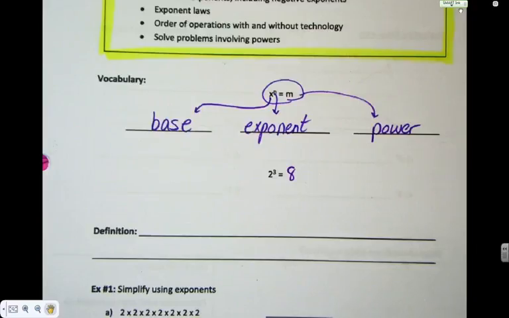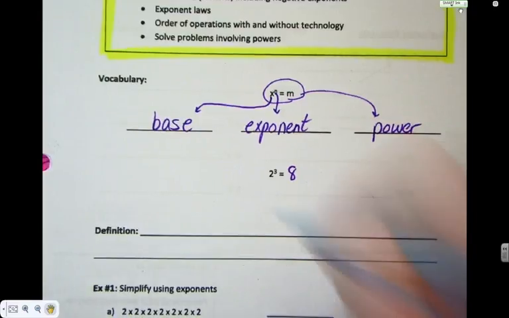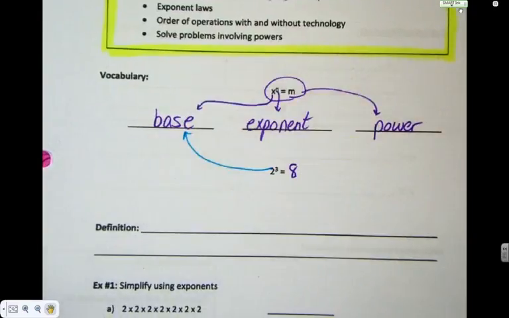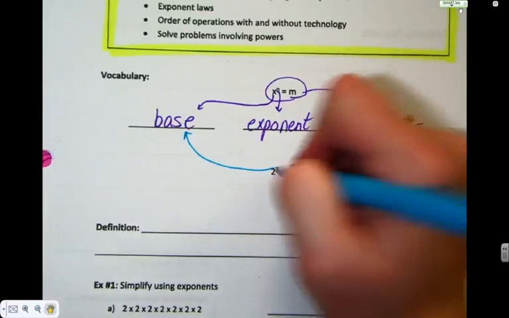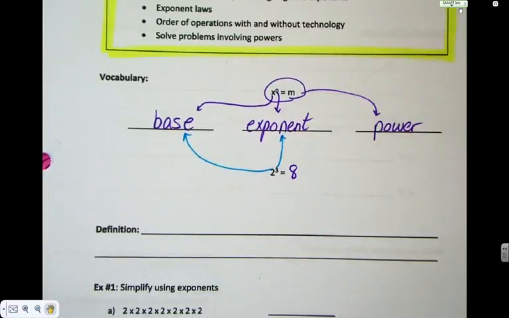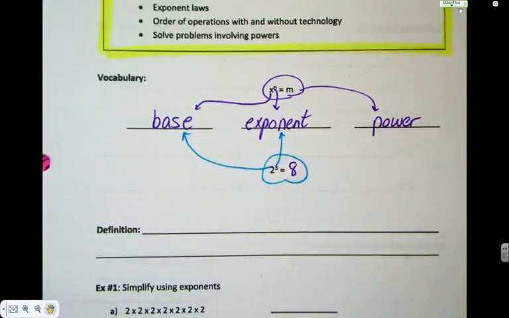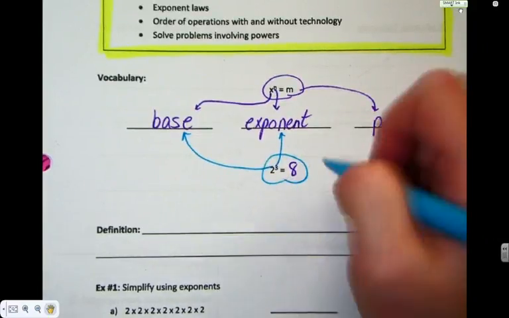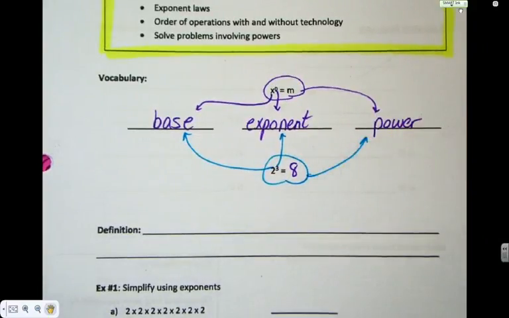In terms of vocabulary, what do we call the 2? He's the base. What do we call the 3? He's the exponent. And the whole equation, 2 to the 3 equals 8, is called the power. Those are the 3 words that you need to know: exponent, base, and power.